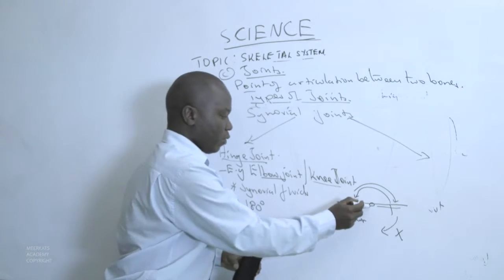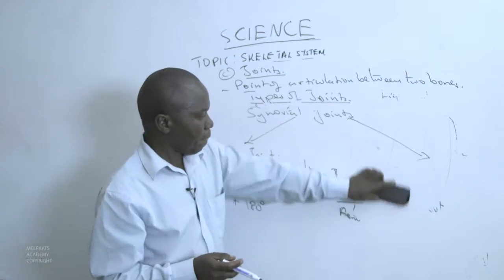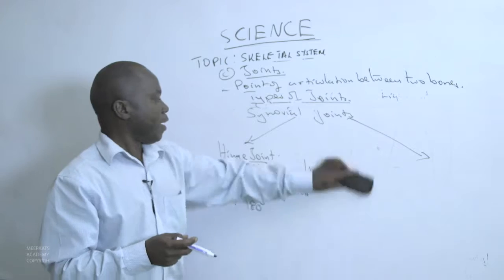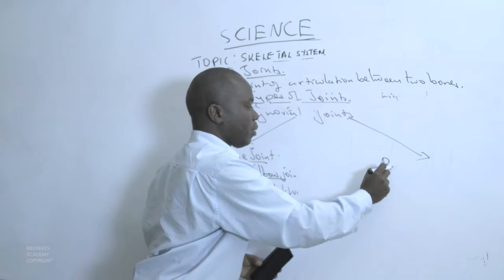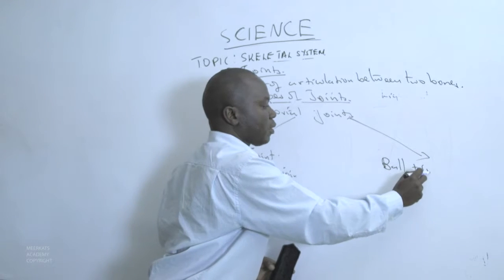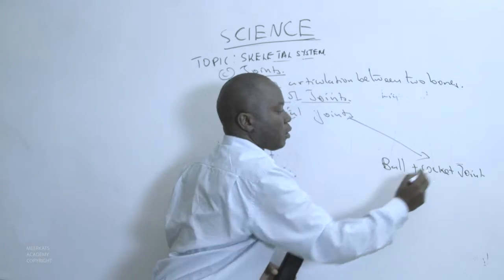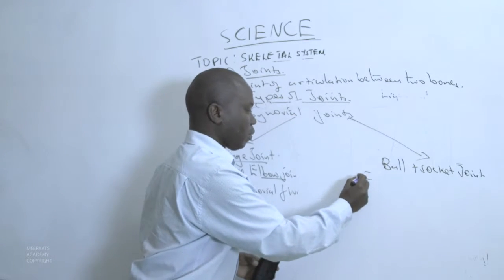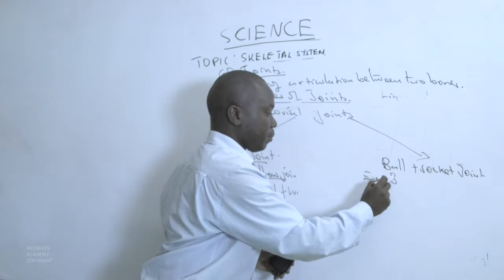And we said for the lower limb, it has the patella. And then another synovial joint is what we have been referring to, ball and socket joint. Ball and socket joint include, for example, the shoulder joint.